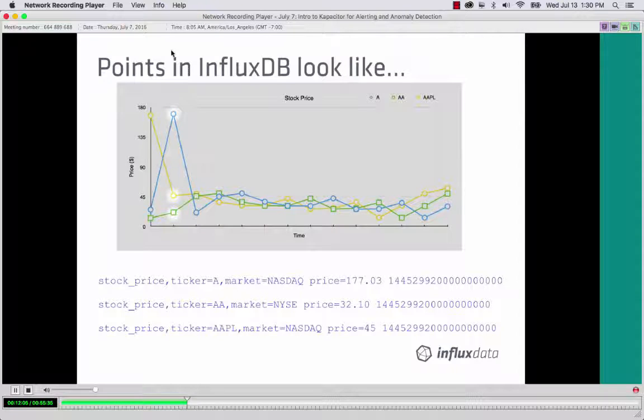So just to give you an idea what a couple points look like, I've lined their timestamps up here. We have 177, the previous point that we just talked about, and we have one where ticker is equal to AA and market equals NASDAQ, and price is 32, and then ticker equals AAPL, market equals NASDAQ, price equals 45.